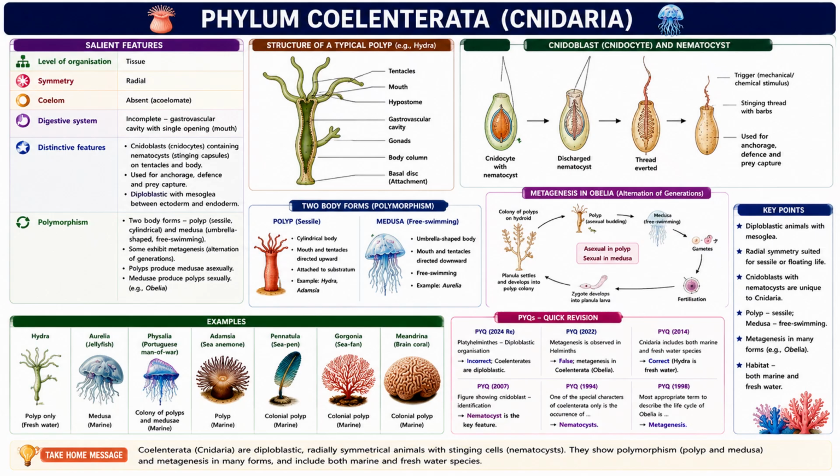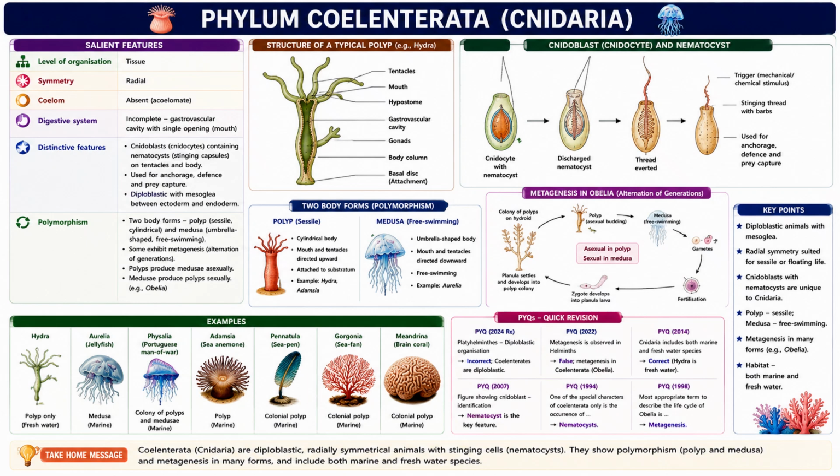The example is Obelia. The other examples are Hydra, polyp only, freshwater; Aurelia, jellyfish, medusa, marine; and Physalia, Portuguese man of war, colony of polyps and medusa, marine; and Adamsia, that is sea anemone, polyp, marine; Pennatula, sea pen, colonial polyp, marine; and Gorgonia, sea fan, colonial polyp, marine; Meandrina, that is brain coral, colonial polyp, marine.